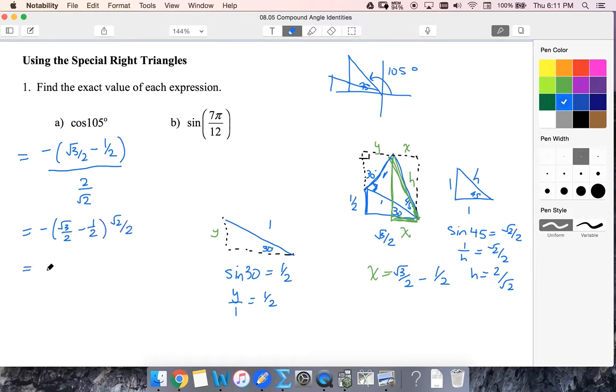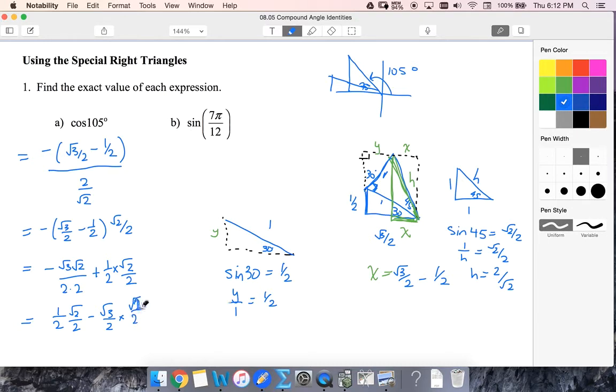That's going to give me negative root 3 root 2 over 2 times 2 is 4. I'm going to leave it as 2 times 2 though, you'll see why in a second, plus 1/2 times root 2 over 2. All right, so notice, and I'm going to rearrange this actually, 1/2 root 2 over 2 minus root 3 over 2 times 1 times root 2 over 2.